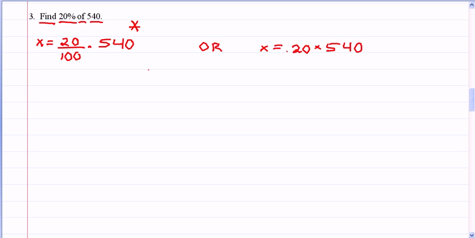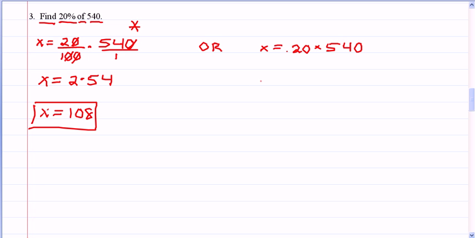My suggestion when you're doing this on your own is to write out both equations, decide which one is easier, and only solve one of them. Since this 540 is over 1, and I have 2 zeros in the denominator, they cancel out with each one of the zeros in the numerator, so I'm just left with x equals 2 times 54. And 2 times 54 is 108, and that's the end of this question. If you had multiplied 0.20 times 540, you would get the same answer of 108.